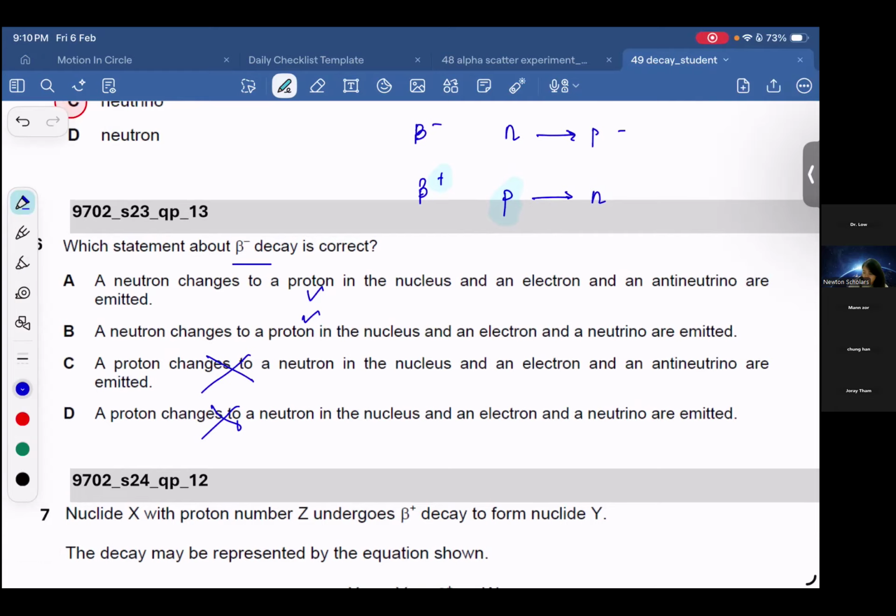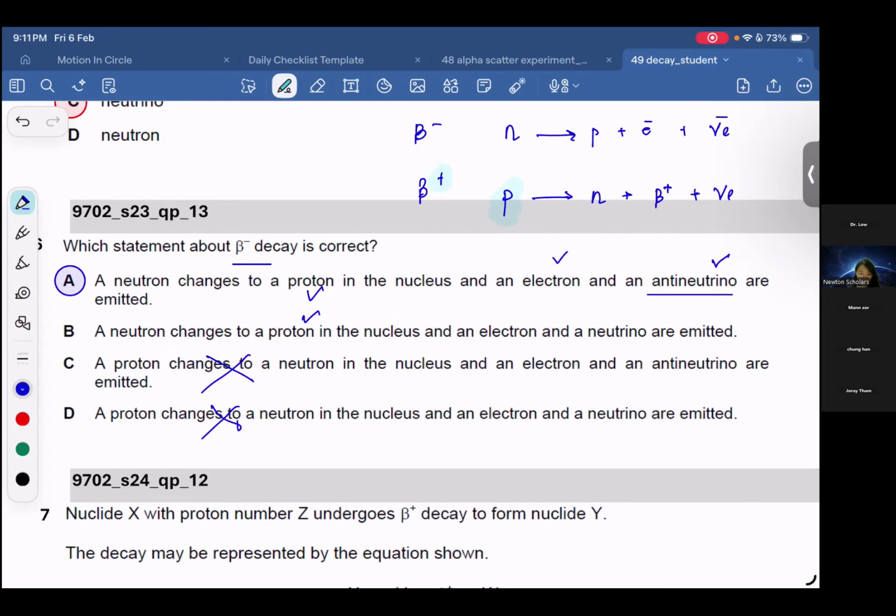Beta minus. So you will have an electron, together with an anti-neutrino. So beta plus is a positron, a positive electron. Okay, so this one is neutrino. So here it should have an electron and anti-neutrino. So their pairing you have to know. Answer A.